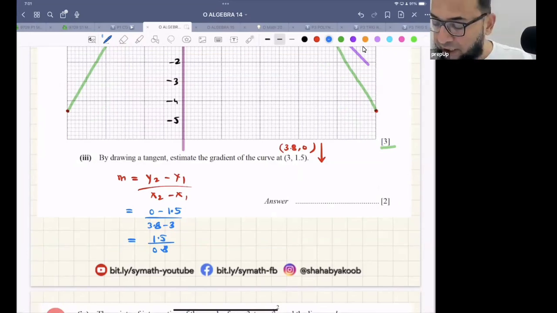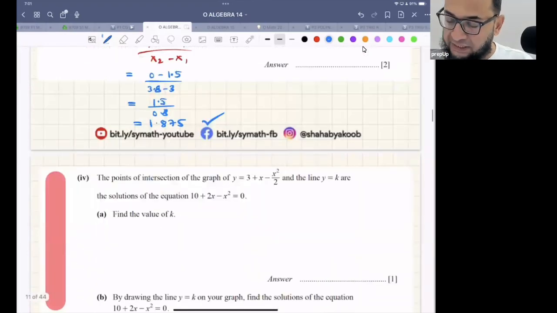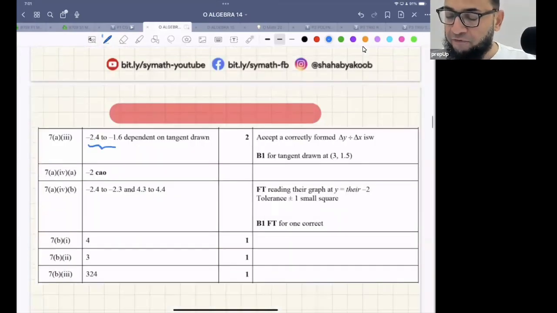This comes out to be 1.875. 1.875, that is the answer. Let me first double check. Minus 2.4 to 1.6 depends on the tangent drawn. So ours is negative 1.875. That is perfect.